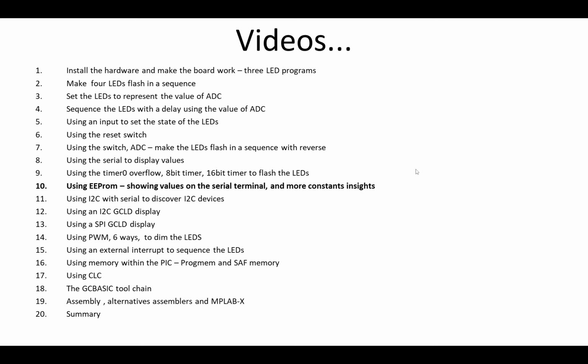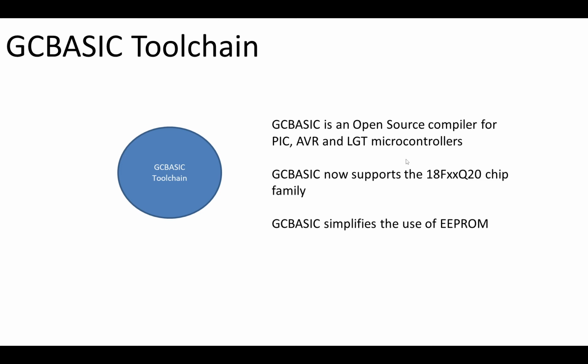So what we're looking at is EEPROM, showing values from the EEPROM on a serial terminal and how that operates. Just to recap, GC Basic is a toolchain for PIC, AVR and LGT, and it now supports the Q20 chip family, and it really simplifies the use of EEPROM.